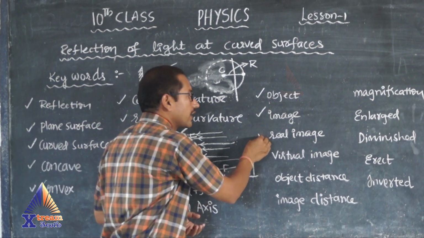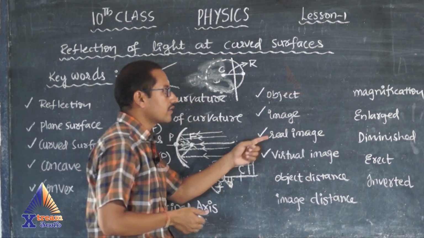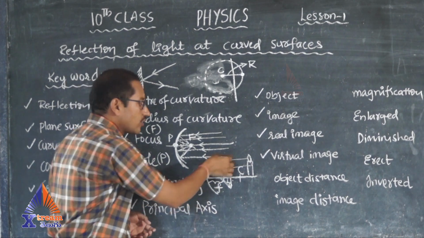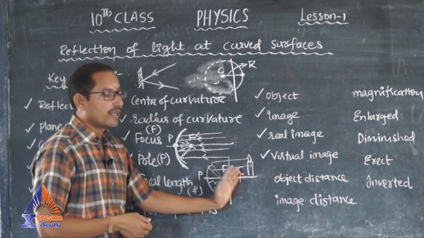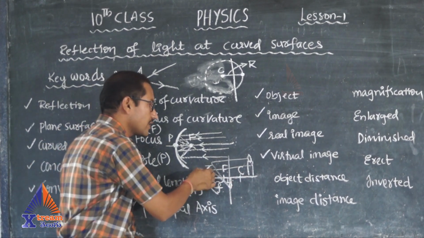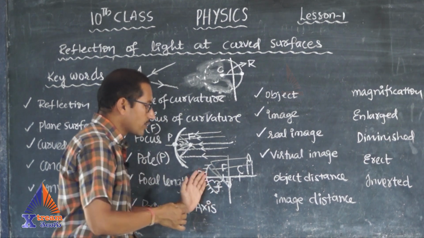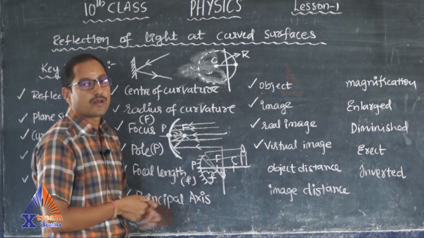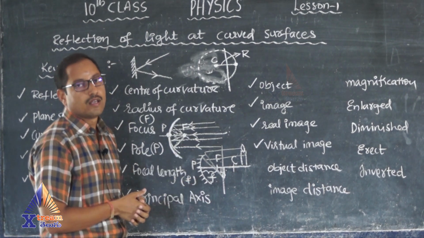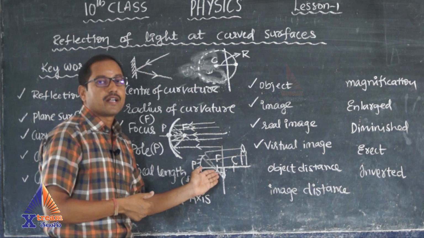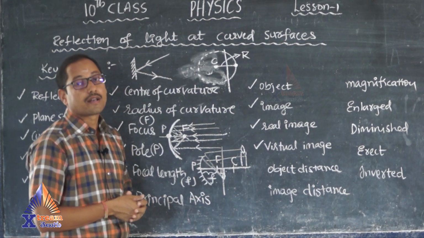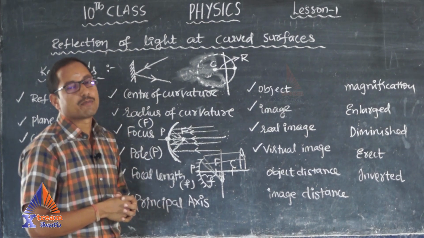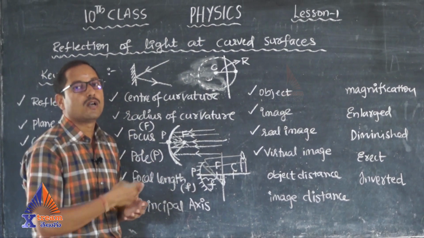Here these two are very important keywords which are nothing but real image and virtual image. If the image is obtained on a screen outside the spherical mirror, the images that are obtained outside the mirror on a screen are called as real images. Why? Because they form in the real world.